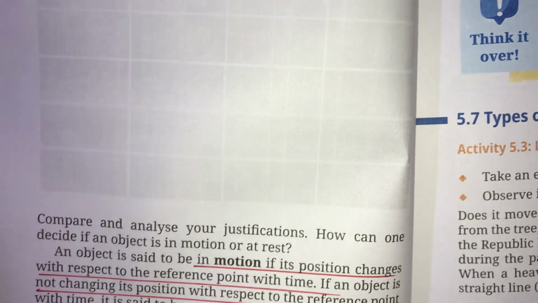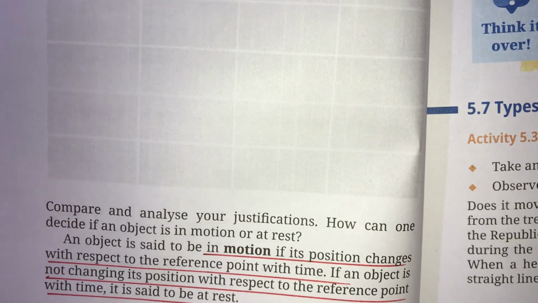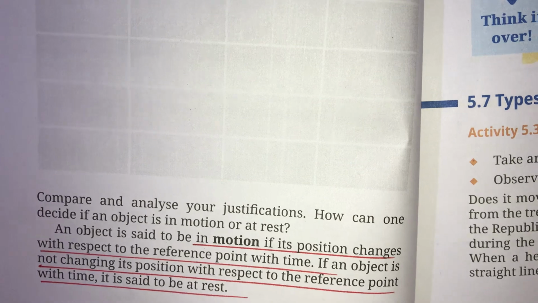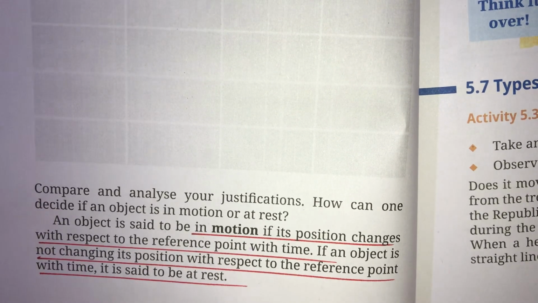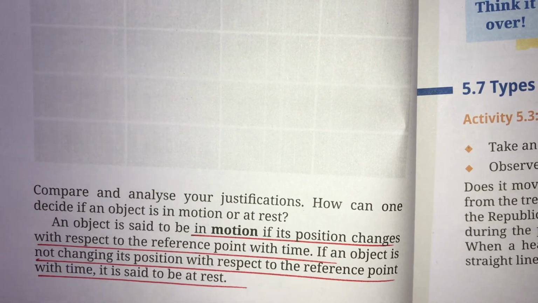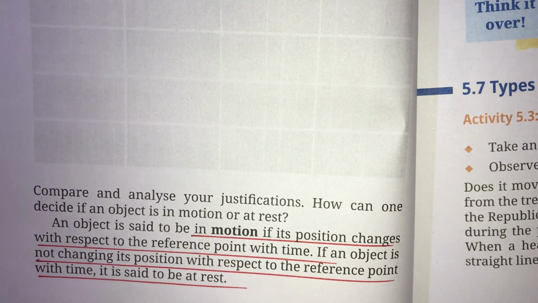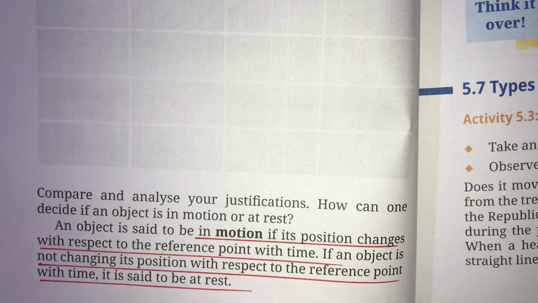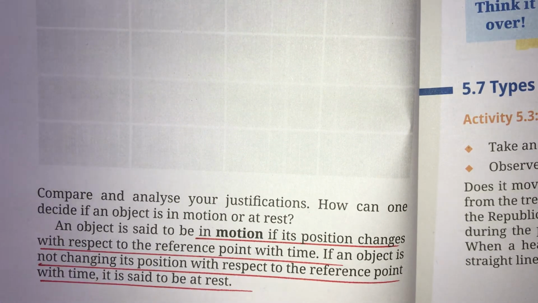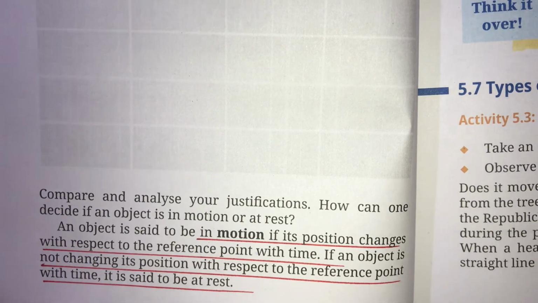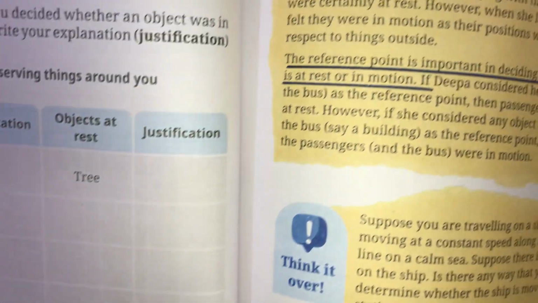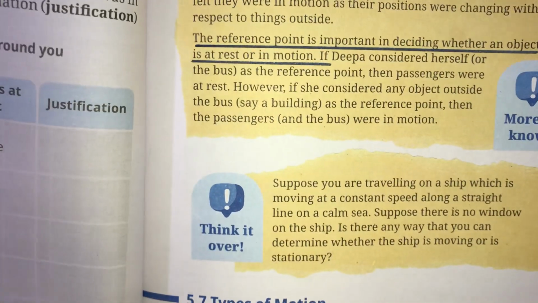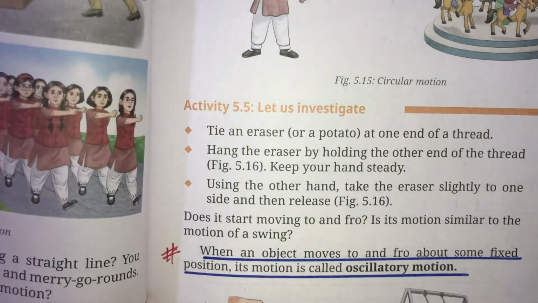Then the term called motion. What is motion? An object is said to be in motion if its position changes with respect to the reference point with time. If an object is not changing its position with respect to the reference point, it is at rest. So with respect to the reference point, if the object is moving, that is called motion. If it is not moving, the object is at rest. The reference point is the important point for defining whether the object is in movement or at rest.